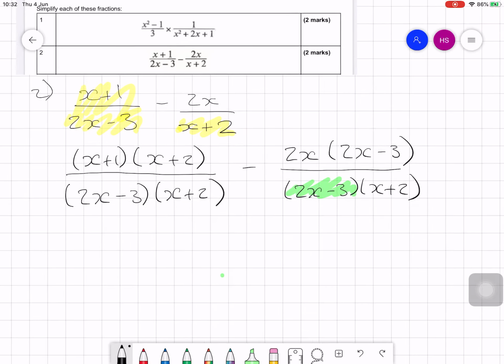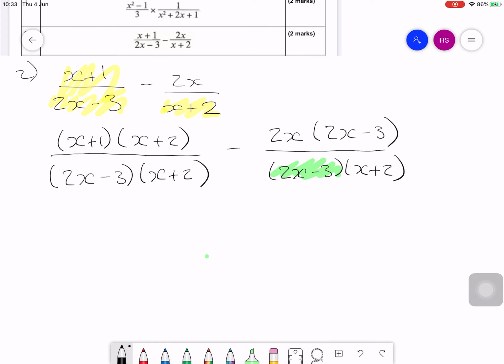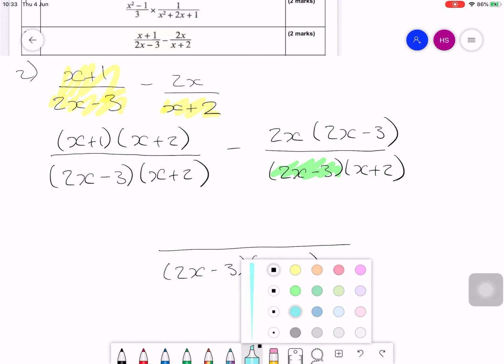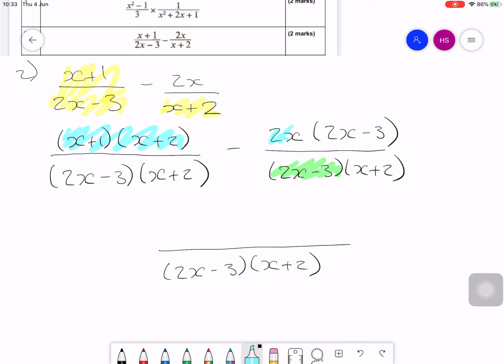So then what happens when you subtract fractions? Well, once they've got the same denominator, that denominator stays the same. So you could have gone straight to this stage, and that's absolutely fine. You might not have written them as two separate fractions. So now I'm just going to do this, subtract this. But also I would just need to simplify as well.